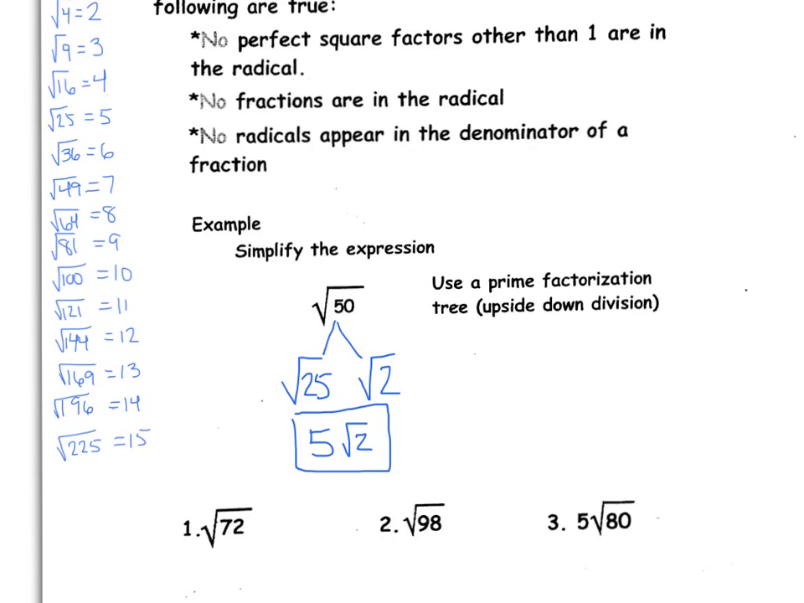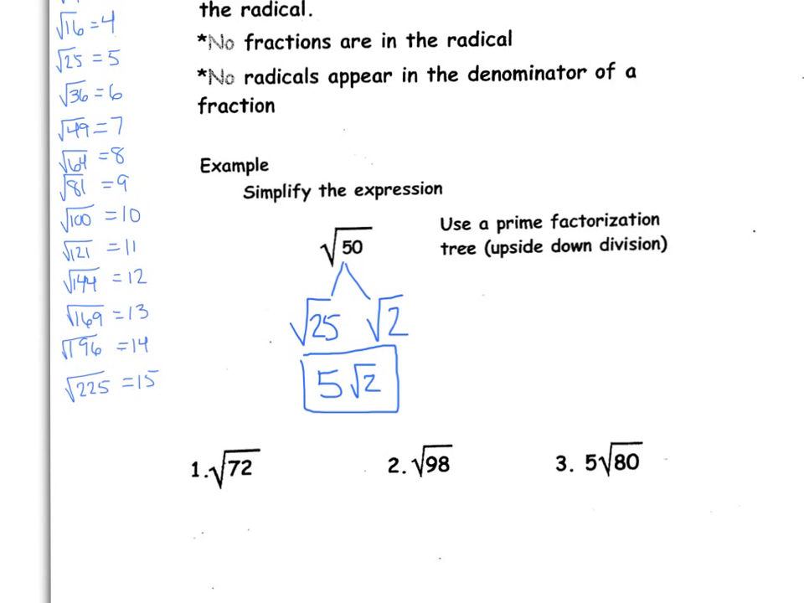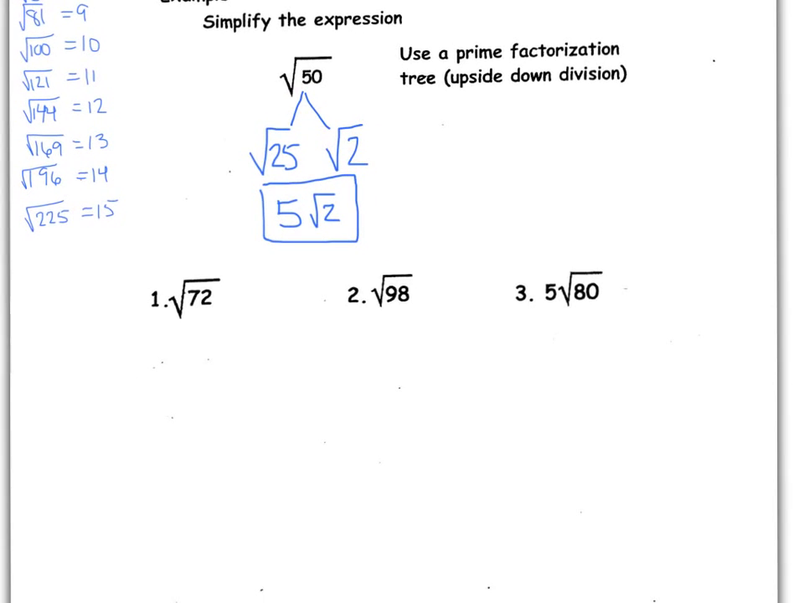Okay? So let's try another one. Again, this is a process. It's going to take some practice. Okay, 72. 72 is going to break down. Now, remember we cut it in half. If we cut 72 in half, you get 36.